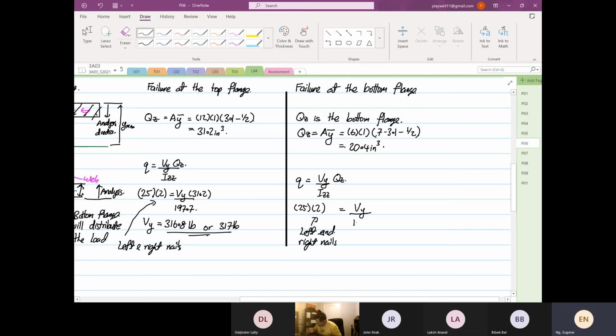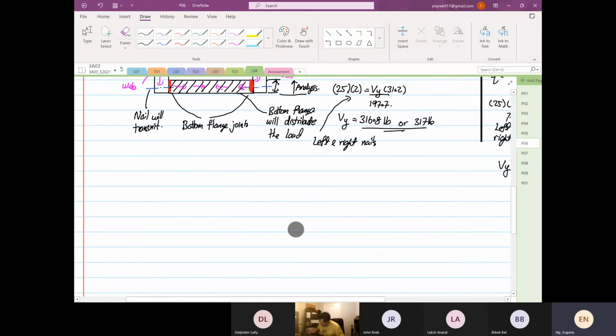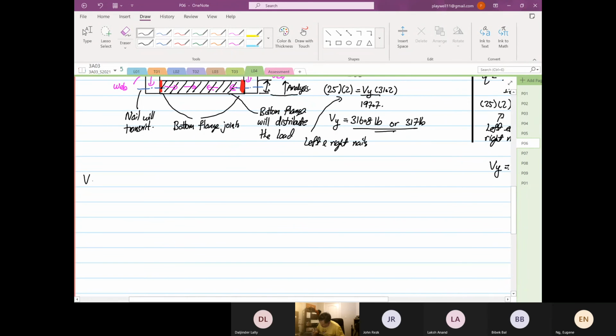Izz is the same, 197.7. Now Qz is 20.4. Right, so based on this, Vy is equal to 25 times 2 times 197.7 divided by 20.4, which is equal to 484.6 pounds, or 485 pounds, right? So the lower one's control. So the V allowable is equal to 317 pounds.